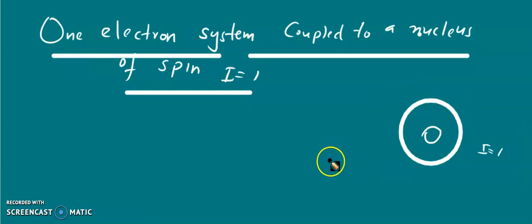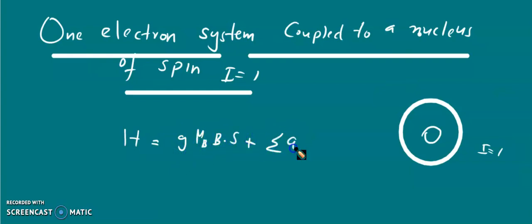So here also we can see that the dipole-dipole contribution to the hyperfine is assumed to be 0, and the total Hamiltonian has only two main terms, which is equal to g mu_B B dot S plus summation over A_i I_i dot S. So here also we have neglected the middle term, which is the nuclear Zeeman energy term.